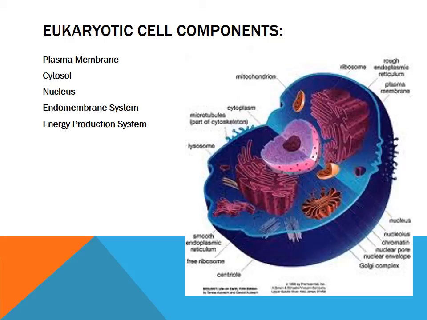We're going to go through all the different components of the cell today. Starting on the outside edge of the plasma membrane, then working our way in from the nucleus, and then discovering the endomembrane system, how all of the proteins get moved through the cell, as well as how energy is produced within the cell.